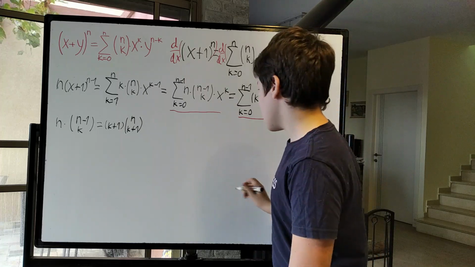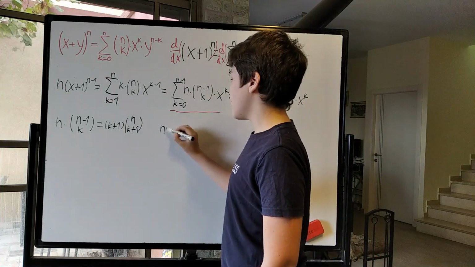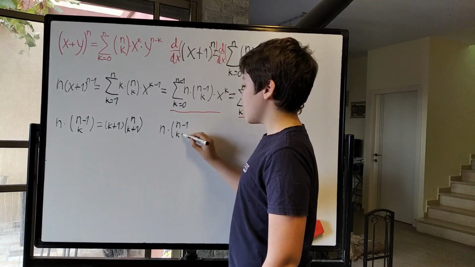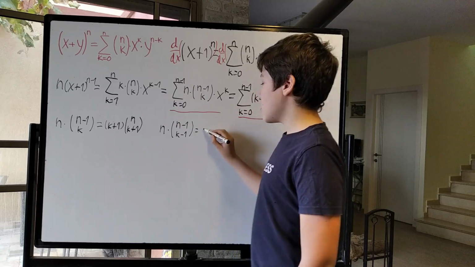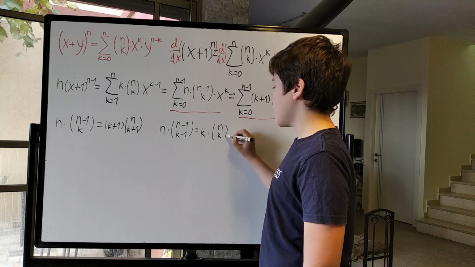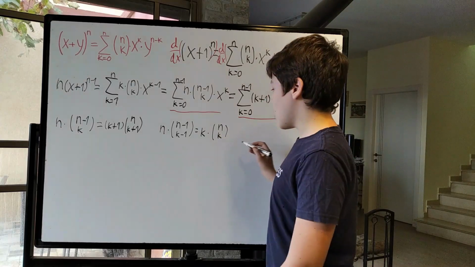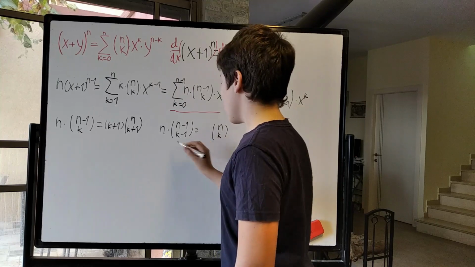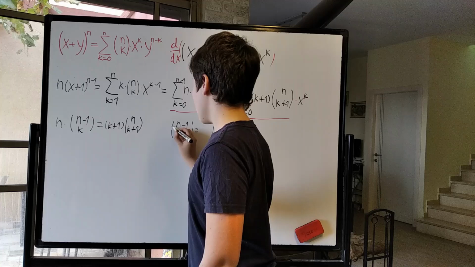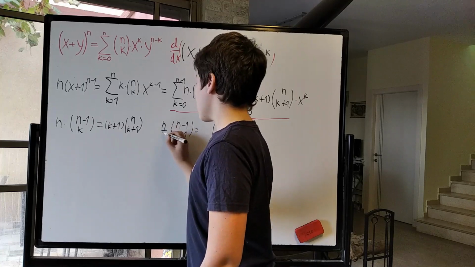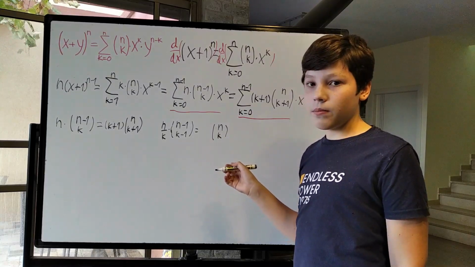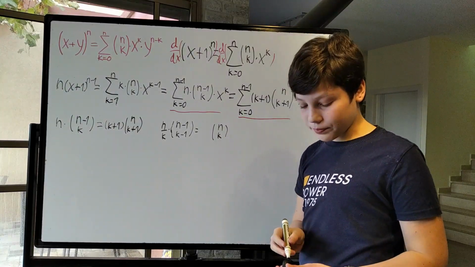So that's nice. So we'll get the property n times n minus 1 choose k minus 1 is equal to k times n choose k. And then dividing by k on both sides, we get that n choose k is equal to n over k times n minus 1 choose k minus 1. Now what can we do from here?